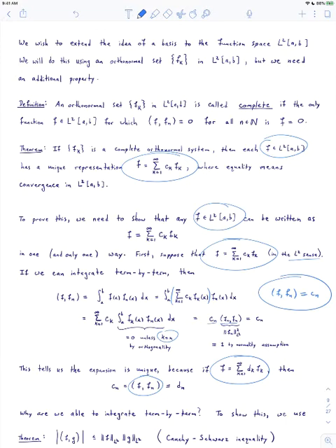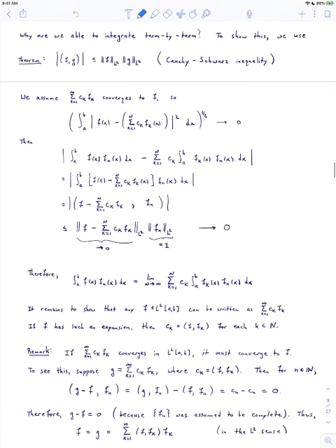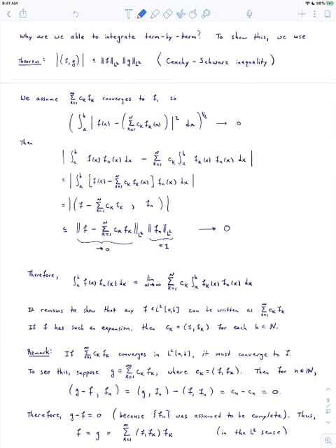So another question is, why are we able to integrate term by term? And to show this, we use something called the Cauchy-Schwarz inequality. So let's just scroll up here. We're going to use this to show us that we can integrate term by term. So what is the Cauchy-Schwarz inequality? Now the Cauchy-Schwarz inequality says that if you have two functions in L2 and you look at their inner product, it's less than or equal to the product of their L2 norms. Now this is not a trivial result, it's very powerful. And it's also something which is surprisingly easy to prove given its importance.